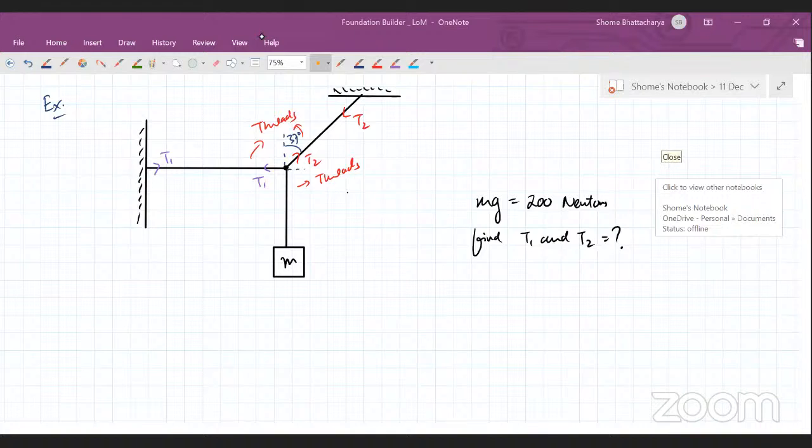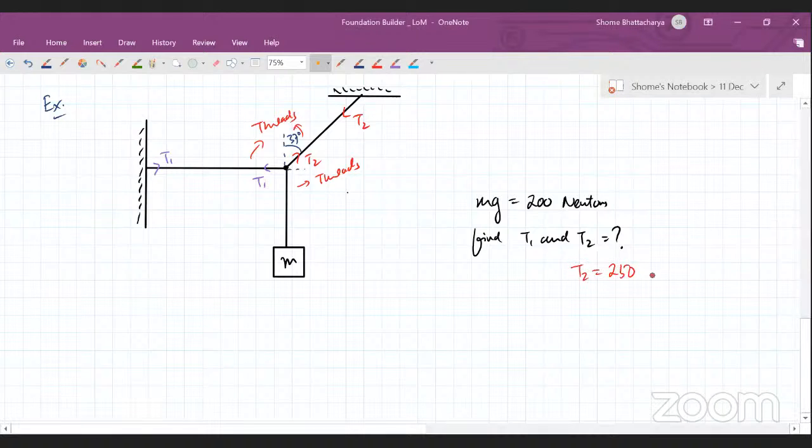Rishi, T2 is correct, but T1 is not correct. T2 is 250 newtons, that's correct. But T1 should come out to be only 300 newtons. Sorry, not 300, 150. My mistake. Half of 300.